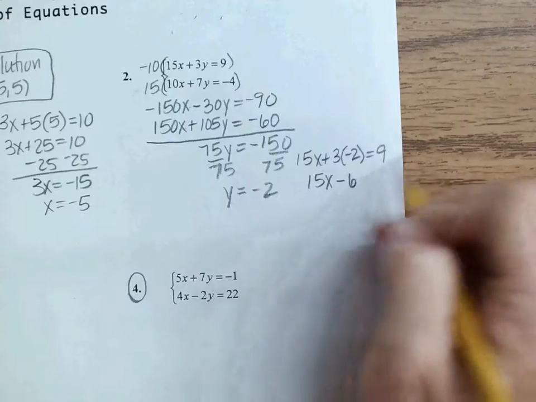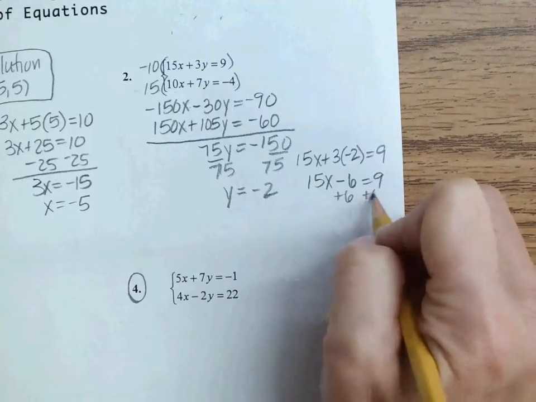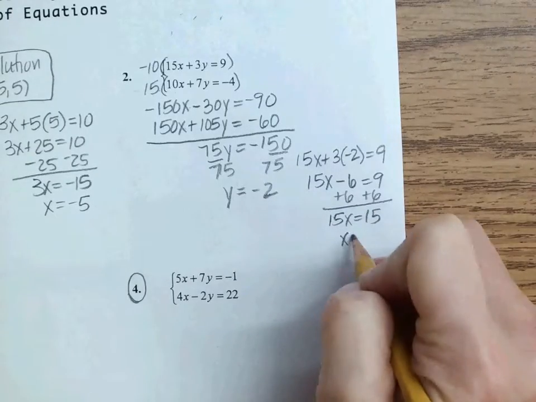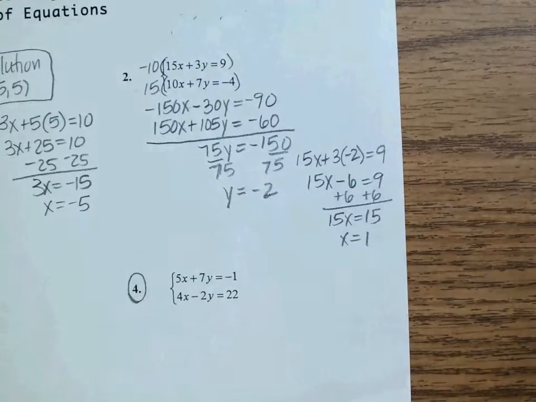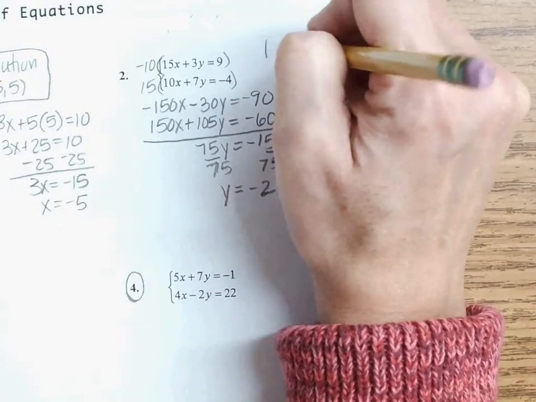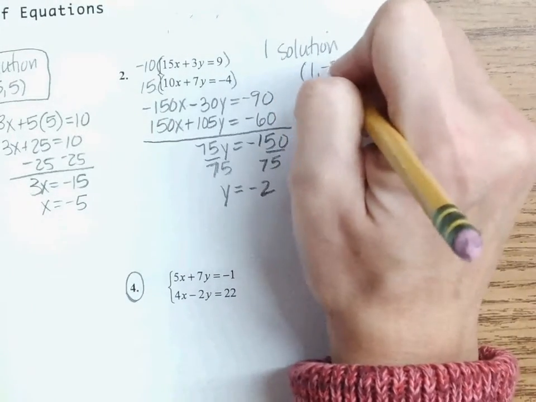Really, you can pick what you think will be easier for you to work out. So I end up with 15x minus 6 is equal to 9. We add 6 to both sides. 15x equals 15, x equals 1. And so this is one solution with the ordered pair 1, negative 2.